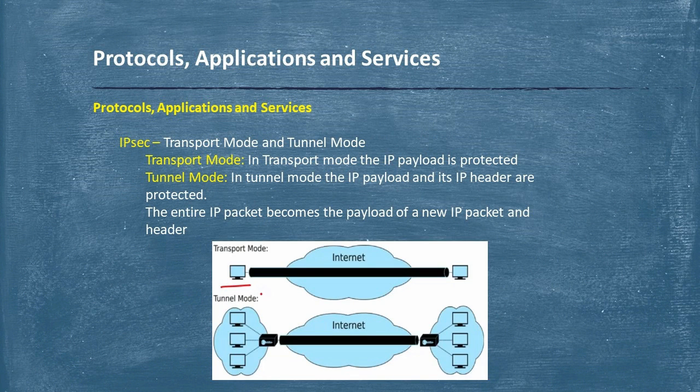Now, there are two modes in IPsec, transport mode and tunnel mode. In the transport mode, only the IP payload is protected. In the tunneling mode, the IP payload and its IP header are also protected. The entire IP packet becomes a payload of a new packet and a header. You can see down below that in the transport mode only the IP payload is protected, whereas in the tunnel mode, the IP payload as well as the IP header are encrypted and protected.